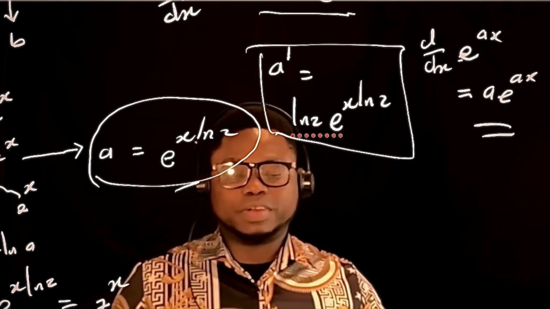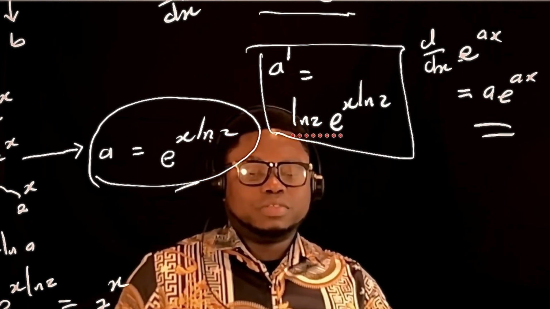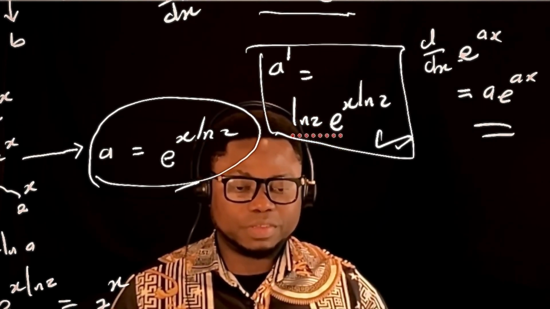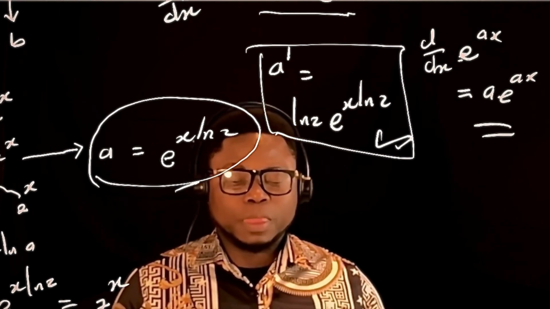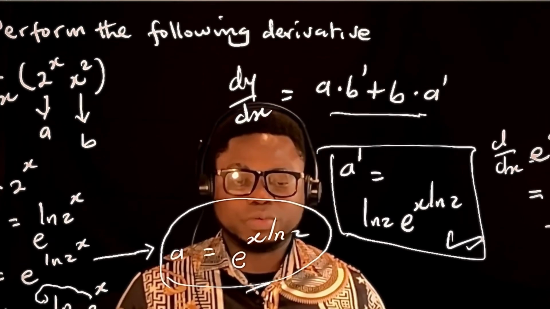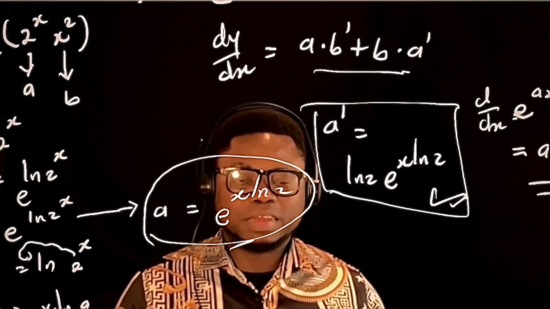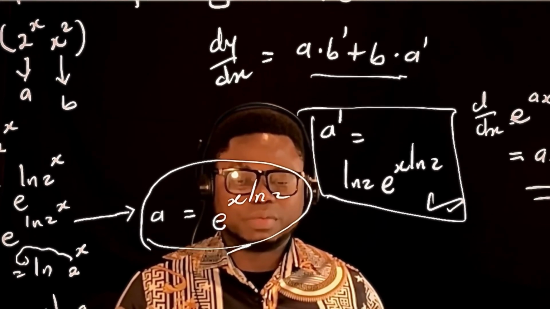You have to get the derivative of 2 raised to the power of x, and this is what it is now. Then 2 e raised to the power of x then 2. So before we now apply the product rule, which is a times b prime plus b times a prime, that is what I'm going to do.